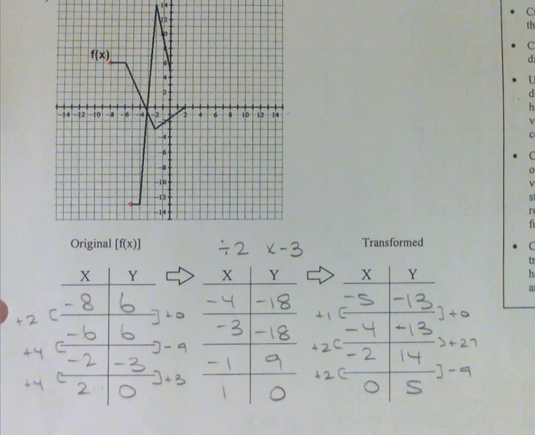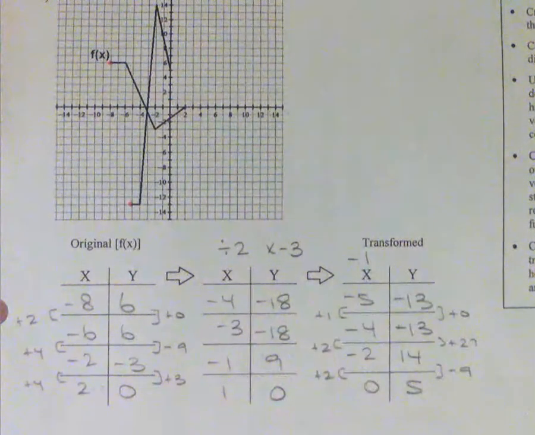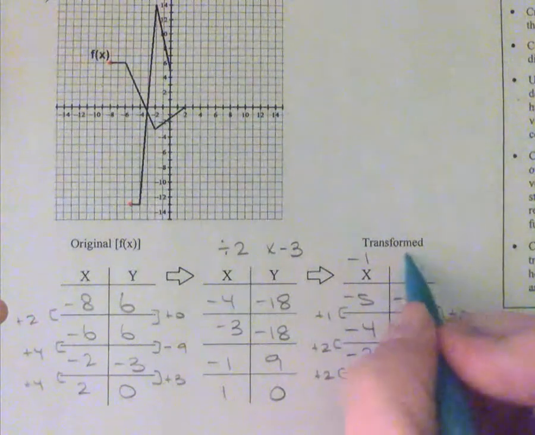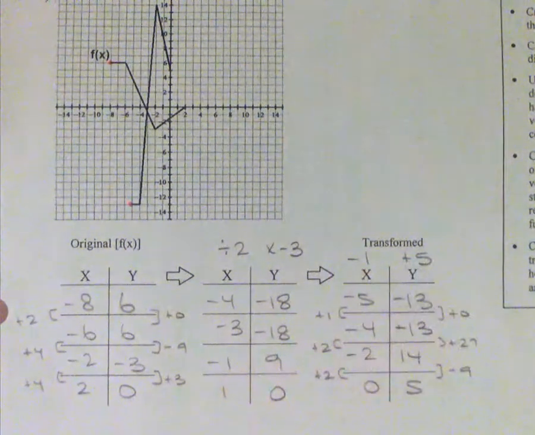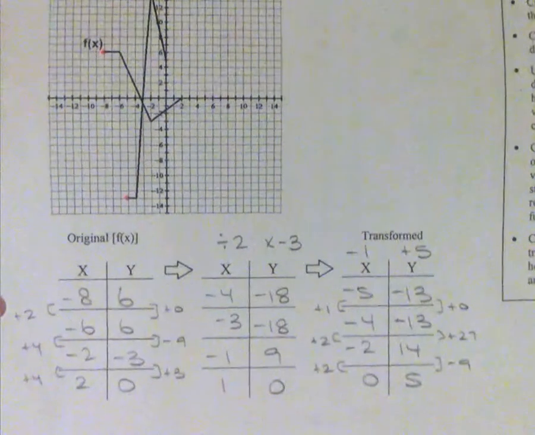And then I want to add and subtract. So I want to figure out what I add and subtract. I look at all my x values and how I got to these x values, and I subtracted 1. And then I look at all my y values and how I got here, and I added 5. So now I can create my equation based on the values I have up here.